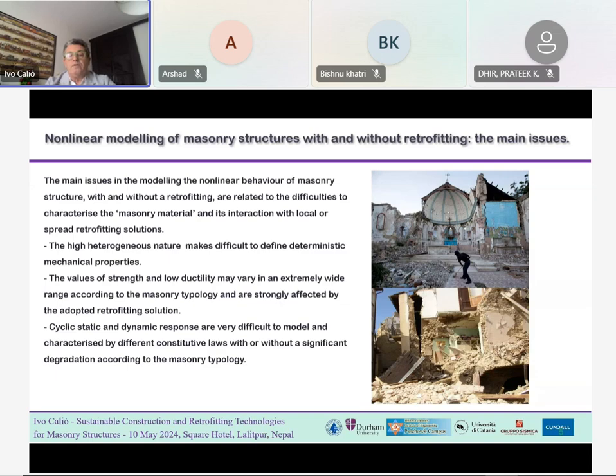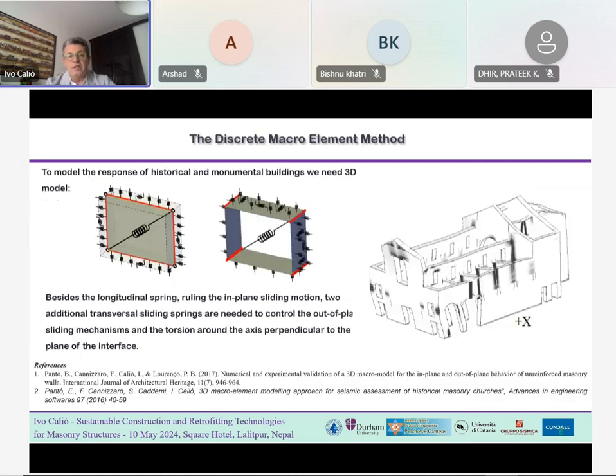Cyclic and dynamic responses are very difficult not only to model, but also to evaluate experimentally. And few experimental tests have demonstrated that according to the masonry typology, very different constitutive laws can occur, with different strength and ductility, and with different degradation according to the specific masonry typology considered.